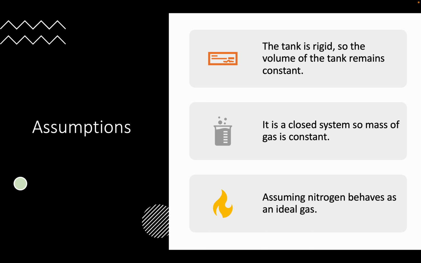And then there are some assumptions. One of the assumptions is that the volume stays constant because the tank is rigid, so it doesn't deform, which would decrease its volume, and also it is a closed system, so the mass of gas remains constant. And as we're using the ideal gas equation, we have to assume that nitrogen behaves as an ideal gas.